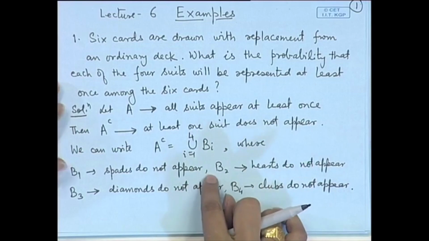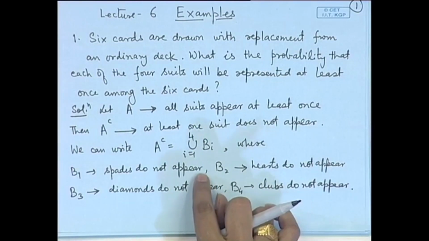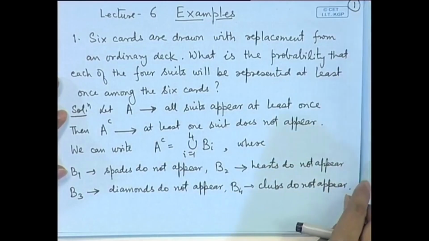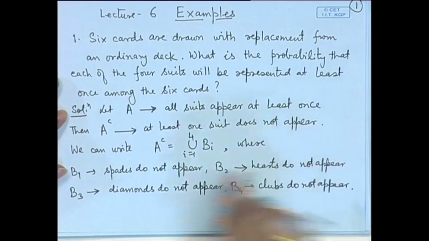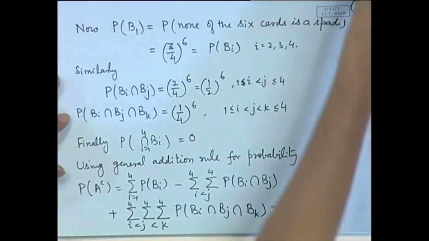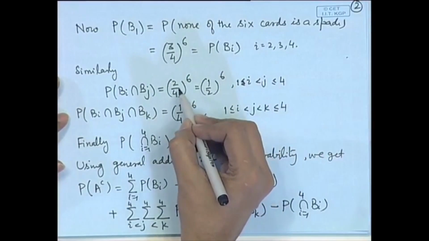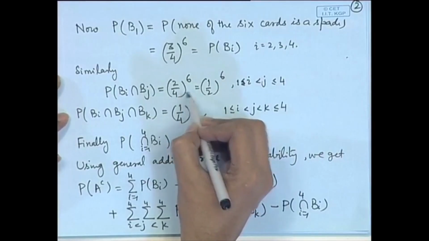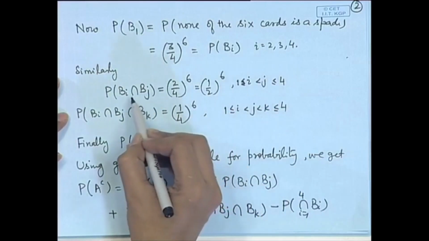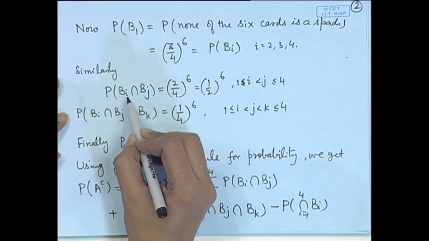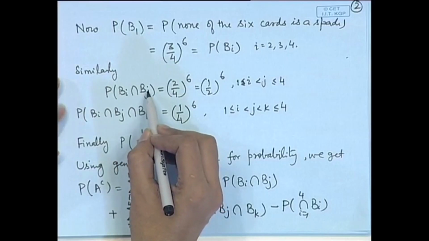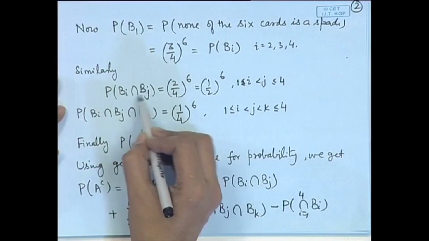Now, in a deck of 52 cards, 26 cards are spades and hearts. So, in a single draw, the probability that it is not a spade or a heart is half. Therefore, in 6 independent draws with identical setup, the probability becomes half to the power 6. Now, this probability remains the same if we replace, say, spades by hearts, or diamonds by clubs, etc.